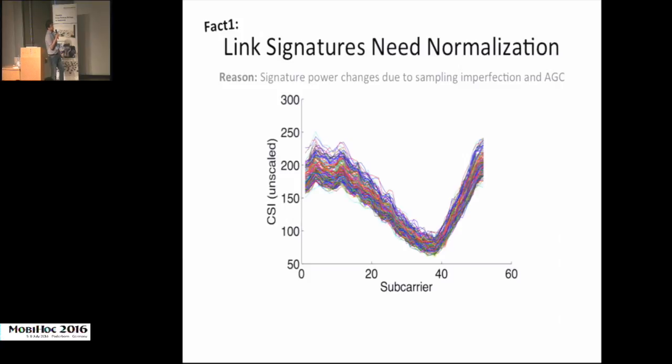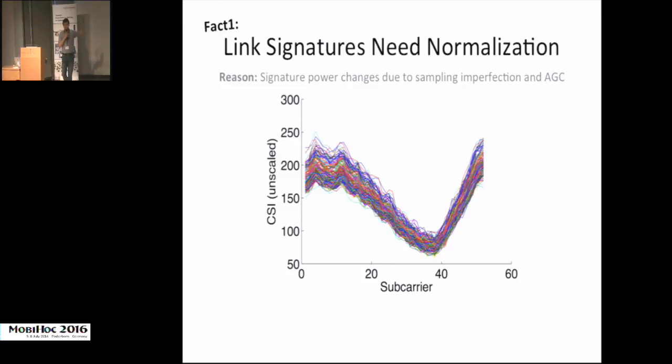The first observation we found is that the link signature will always need normalization. The reason is that the signature power changes significantly due to sampling imperfection and automatic gain control. Here in this figure, I'm going to show you the CSI from more than 100 packets sent from the same transmitter. As you can see from this figure, all of these CSI have a very similar structure.